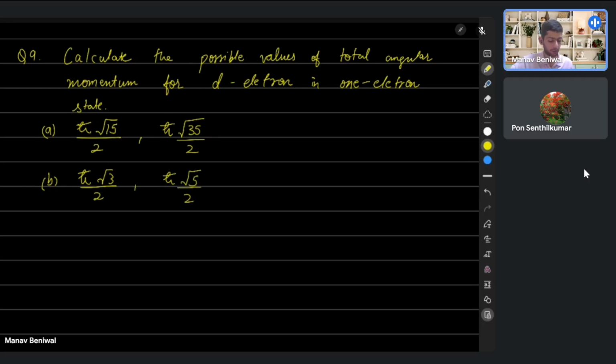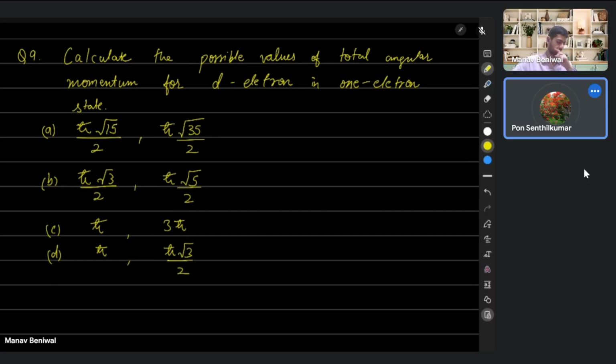Okay, so what does the question ask us to calculate? Total angular momentum. What is total angular momentum? Total will be orbital plus spin, both, right? So we have to add both. In the last question, we were calculating only orbital component, correct? This time, we also have to add spin to it and then see how our answer will change.